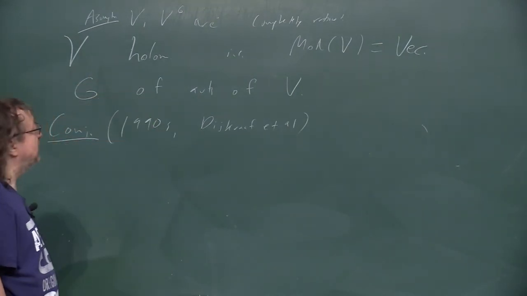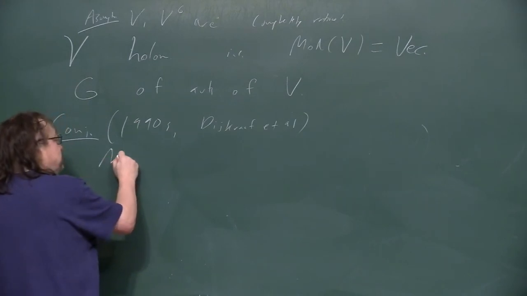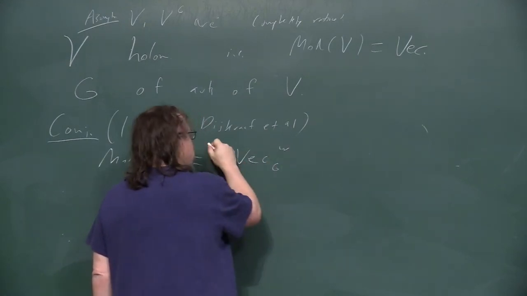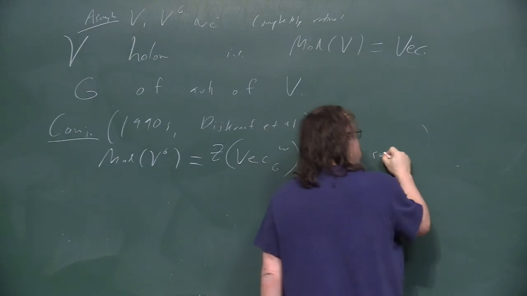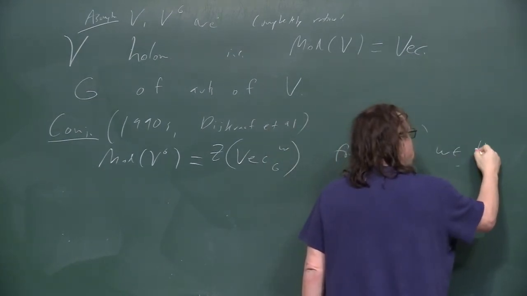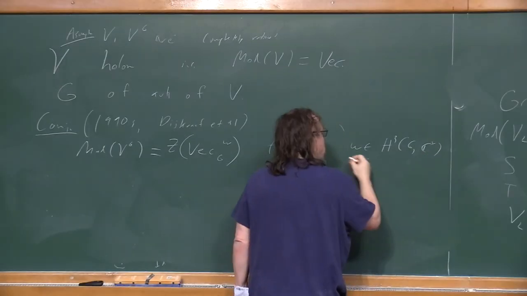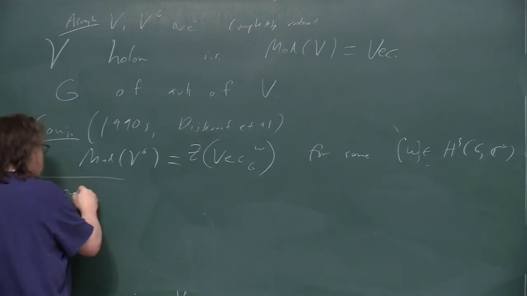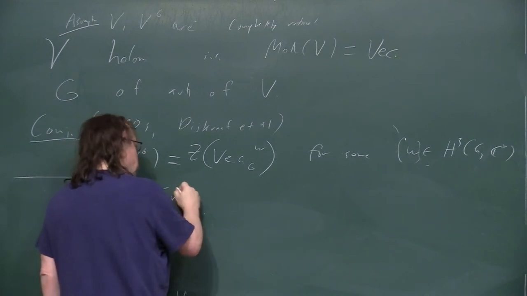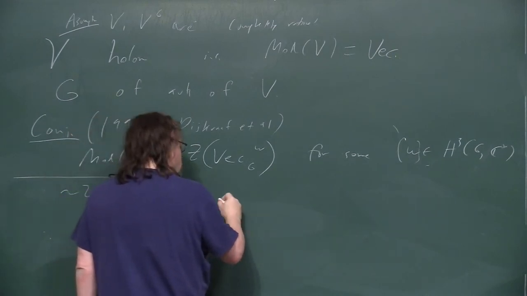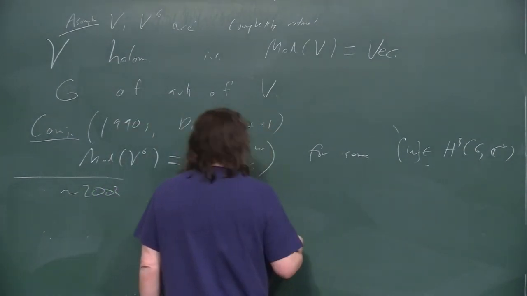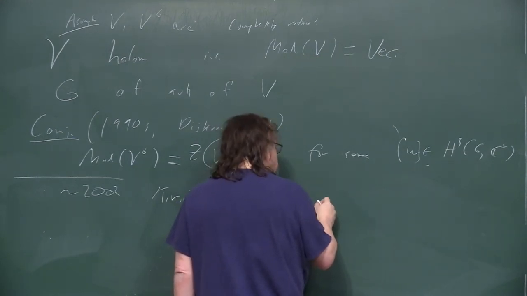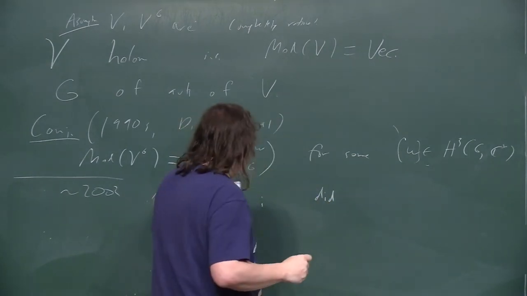In fact, let's take V to be holomorphic. Then the conjecture is that the modular tensor category of V^G is equal to the center of Vec_G^omega, for some three-cocycle. Okay, so there was some work done around 2002 by Kirillov, which handled the untwisted case. So if all of the representations of centralizers that are coming in are true representations, then he showed that you get the untwisted double.